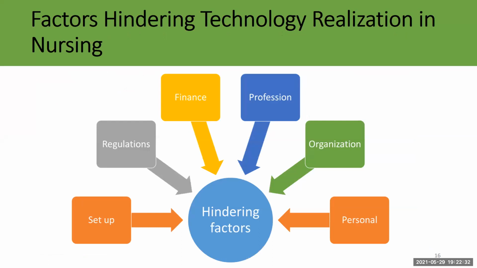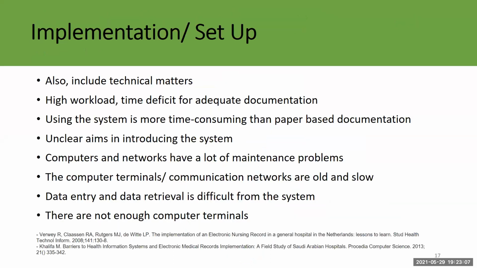Here you can see a figure, and it's just another perspective on some factors which hinder technology realization. Generally, they can be classified into six categories: challenges related to setup or implementation, challenges related to regulations, challenges related to financial matters, challenges related to the profession itself, organizational issues, and also personal matters. So I'm going to discuss each of these categories and provide some recommendations from the literature. So the first category is the implementation.